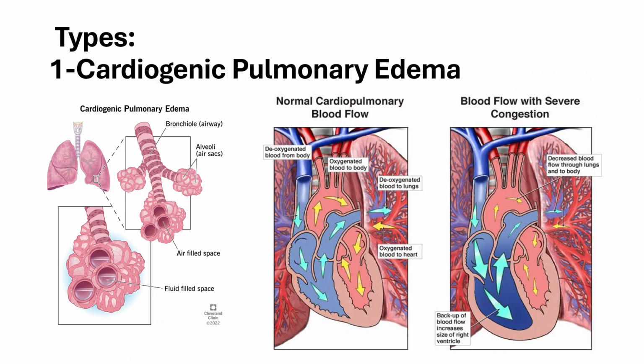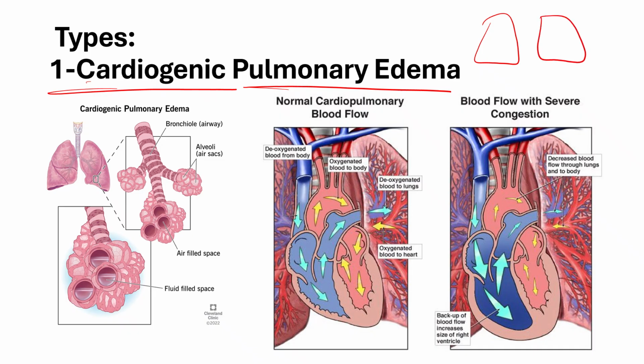So there are mainly two types of pulmonary edema. One is cardiogenic pulmonary edema. So let's say when the heart is not pumping properly, the fluid will back up into the lung, which will result in increased hydrostatic pressure. Capillary hydrostatic pressure will increase. That will result in pulmonary edema. Because of chronic backflow of blood towards the lung, it will also create increased size of right ventricle.